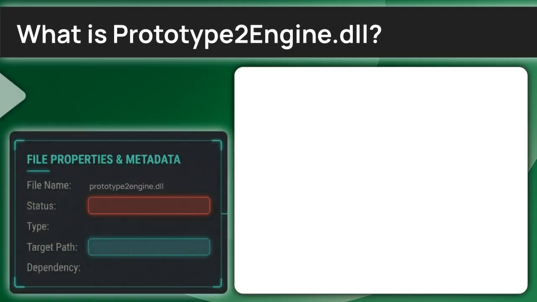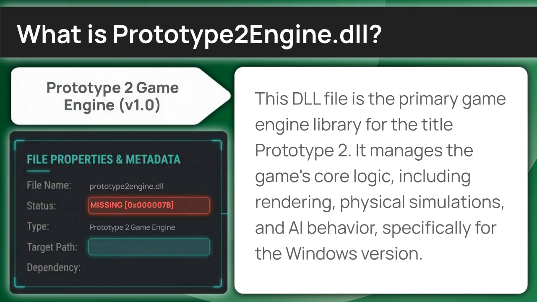This DLL file is the primary game engine library for the title Prototype2. It manages the game's core logic, including rendering, physical simulations, and AI behavior, specifically for the Windows version. Knowing the file's purpose is helpful, but now we need to physically restore it.